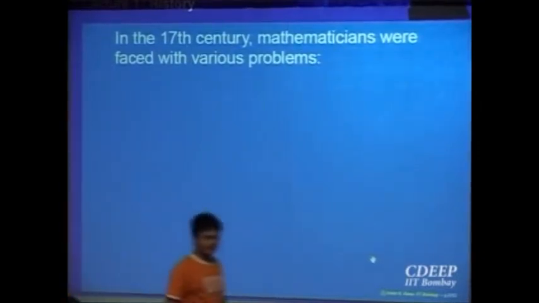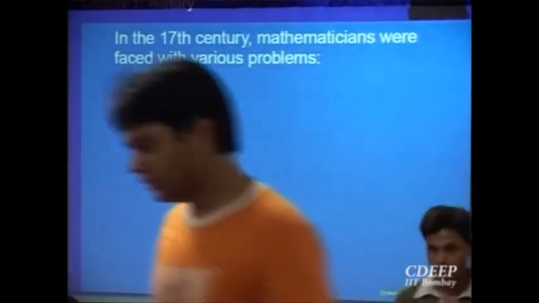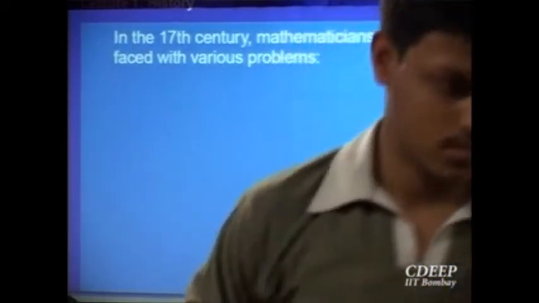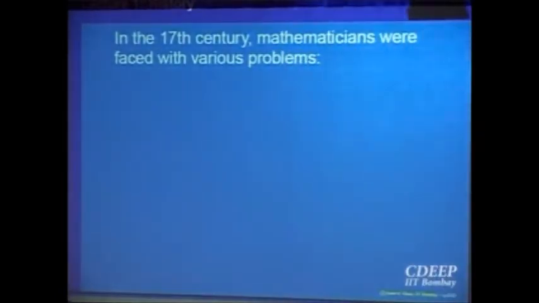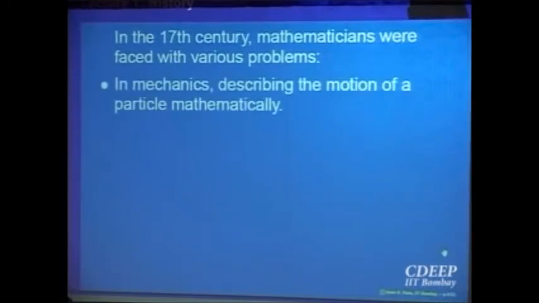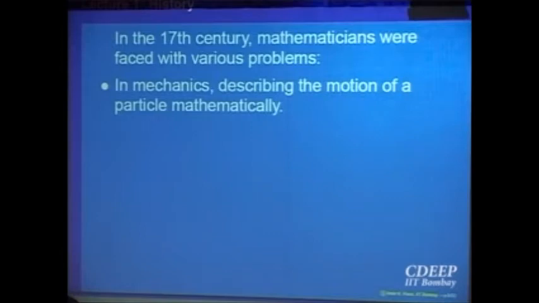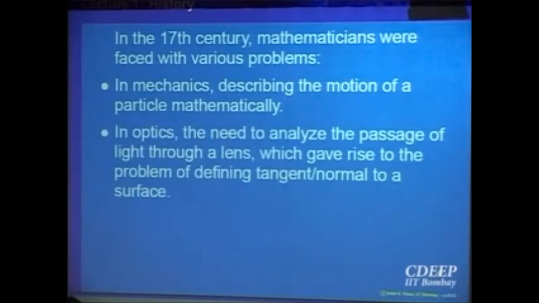The real problems of calculus started in the 17th century. So you can see almost for 2000 years there was hardly any development as far as calculus was concerned. The problem came because of various political and other considerations. The problems were in mechanics, describing the motion of a particle mathematically. How does one physical quantity, that is the motion of a particle, be described mathematically? In optics, the need to analyze the passage of light through a lens gives rise to the problem of finding tangent and normal to surfaces and curves.